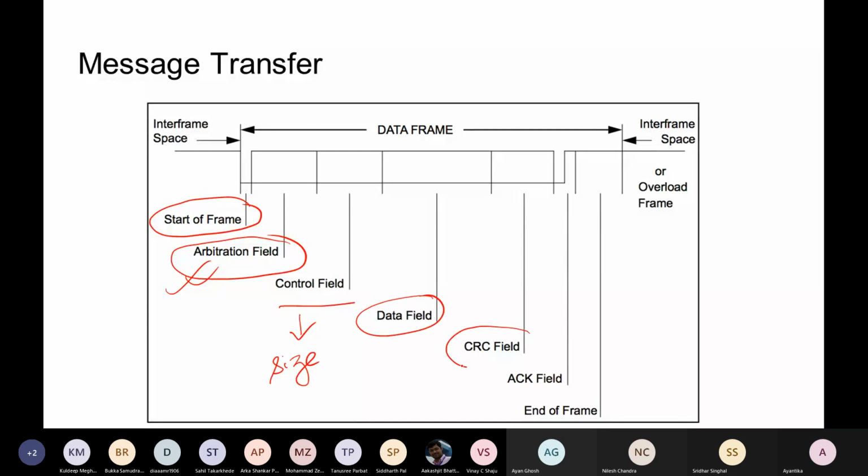Then CRC. Okay. CRC field, you just know that this is for error checking. We will come to this part, what we mean by CRC, when we discuss error checking or error handling in the next day. Okay. Then this is the acknowledgement field, and this is the end of frame. Okay. So this is the basic frame structure of CAN.